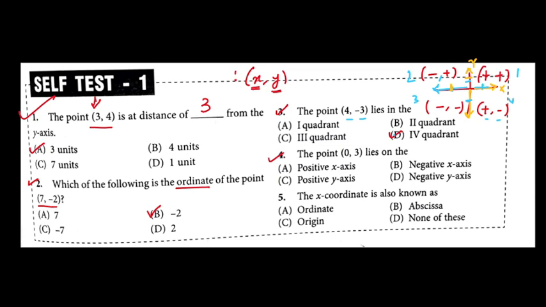Fifth one: the x-coordinate is also known as what? As I said, the x-coordinate is the abscissa, and the y-coordinate we call the ordinate. So the x-coordinate is known as the abscissa.